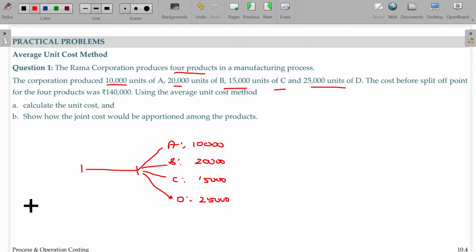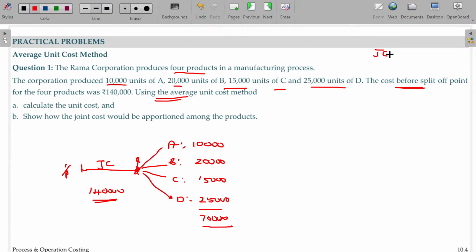You understand? The cost before the split off point, this point is called the split off point, is 1,40,000. The cost of converting the input into 4 different outputs is this much, 1,40,000. This is called the joint cost. Now the question is how this 1,40,000 can be allocated to these different products. So the method you have to follow here is the average unit cost method. Come on, find out what is the total output we get.